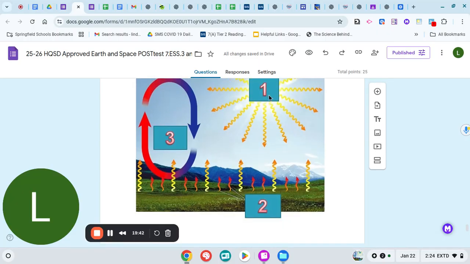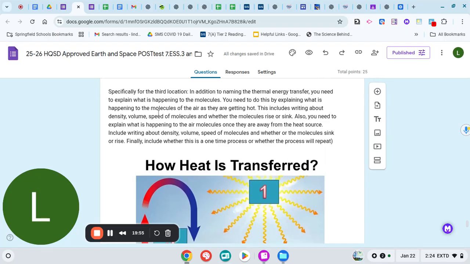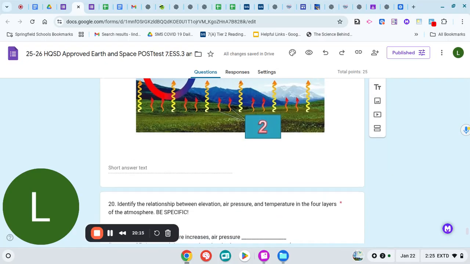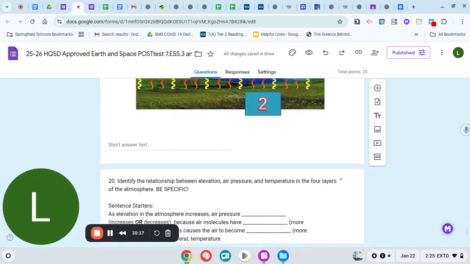For number 3. So again, for number 1, 2, and 3, you're naming the type of thermal energy transfer, and you're telling me exactly what is being transferred here and how it's being transferred. Then specifically for number 3, you have to include all of those things after the air gets hot. Tell me about the molecules. Tell me about the density of the molecules, the volume, the speed of them, and whether they rise or sink after they get hot. And then once they're away from the heat source, you need to include the density, the volume, the speed of the molecules, and whether the molecules will sink or rise. And we're talking about the air molecules specifically. And then whether the process repeats or if it's a one-time thing.